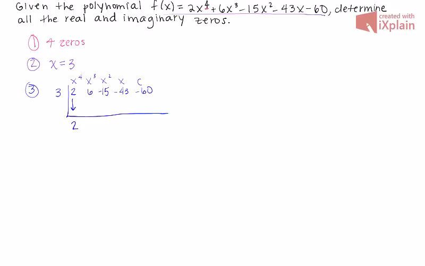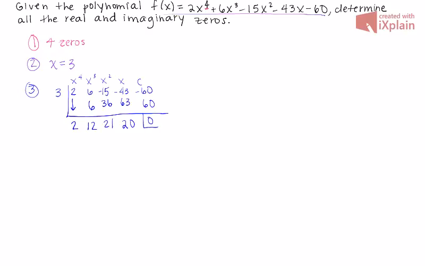3 times 2 is 6. 6 plus 6 is 12. 3 times 12 is 36. Negative 15 plus 36 is 21. 3 times 21 is 63. Negative 43 plus 63 is 20. And 3 times 20 is 60. So I did get 0 as my remainder, so I know that I did it correctly.